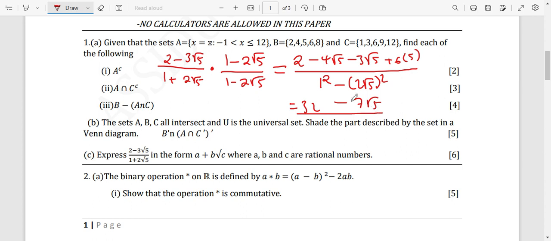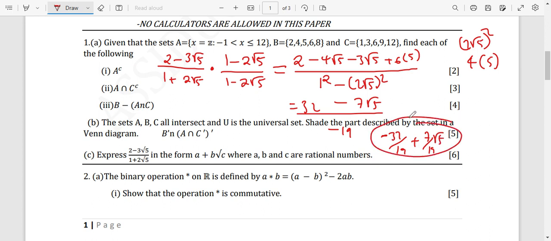In the denominator, 1 squared, minus, let's start with the 2 root 5 squared. 2 squared is a 4. Root 5 squared is just 5, so this will give us 20. 1 minus 20 is negative 19, meaning that this will give us a negative 32 over 19 plus 7 over 19 root 5. That's it. As simple as that.